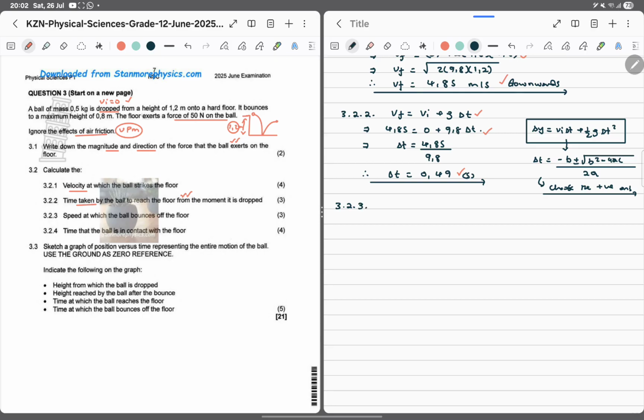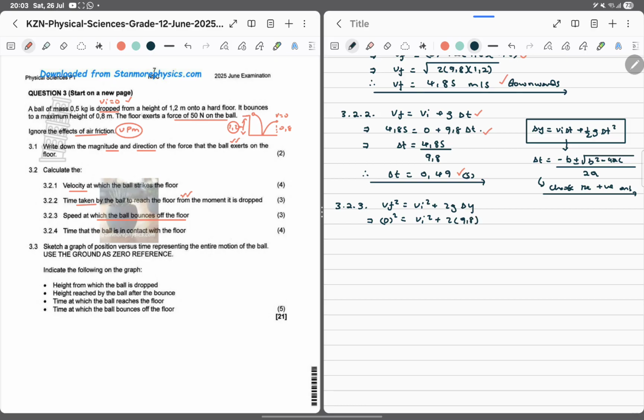3.2.3 says we need the speed at which the ball bounces off the floor. Easy. Again, we've got that height, which is 0.8. We know at maximum height the final velocity is 0, so we can sort this out. Final velocity squared equals initial velocity squared plus 2g delta y. Now this implies we know that the final velocity is 0. Initial velocity is what we want.